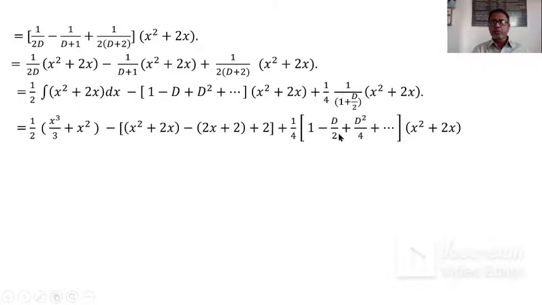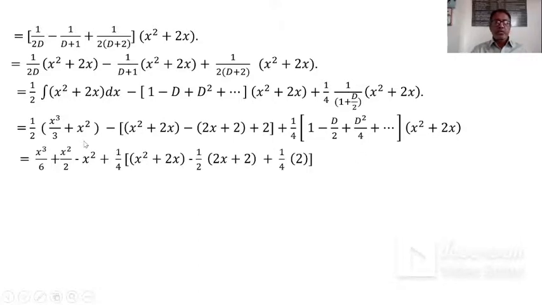Plus 1 upon 4. The expansion of this is 1 minus D upon 2 plus (D upon 2) square, that means D square upon 4. We avoid the third degree term. Operate this on x square plus 2x. Now we simplify this. We first simplify this bracket: x cube upon 6 plus x square upon 2 minus x square. Here plus 2x minus 2x becomes 0. Minus 2 plus 2 becomes 0. We rearrange this, and we have only minus x square.